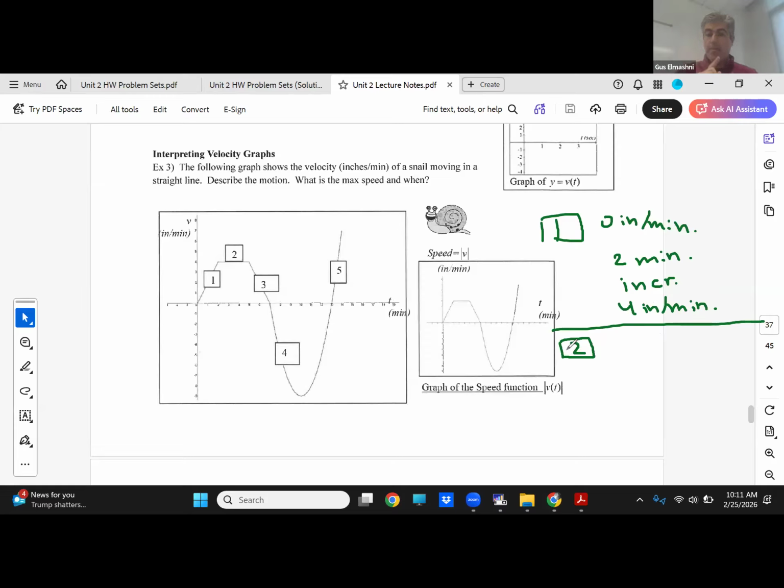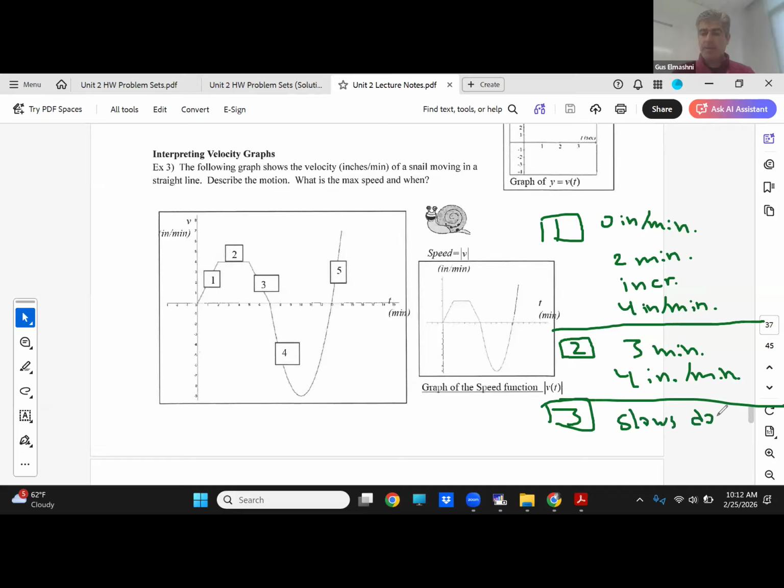Okay, then the snail travels for how many minutes in path 2? 3 minutes. I love it. And at what speed? 4 inches per minute. There you go. Good. Then path 3. The snail slows down, if that's even possible. It slows down for 2 minutes until its velocity reaches 0 inches per minute at t equals 7.